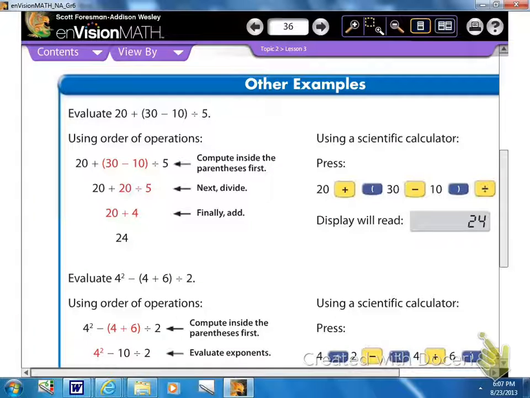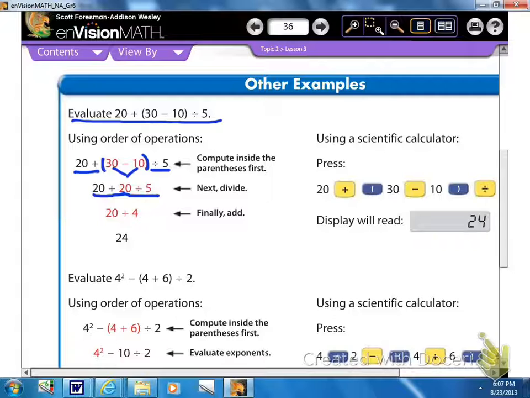Okay, let's look at the other examples they show for you on page 36. They have evaluate 20 plus, in parentheses, 30 minus 10 divided by 5. Using the order of operations, you want to solve the parentheses first. So they have it in red. They solve for that, which gives them the 20. But don't forget they bring down the rest of the problem, 20 plus, and this divided by 5. We want to keep it all in there.